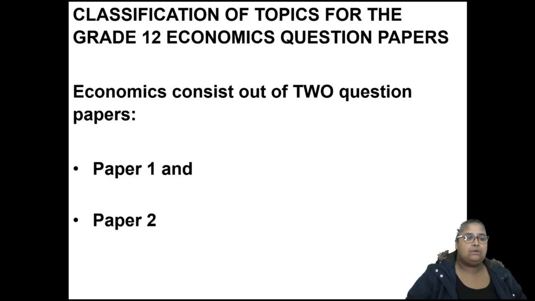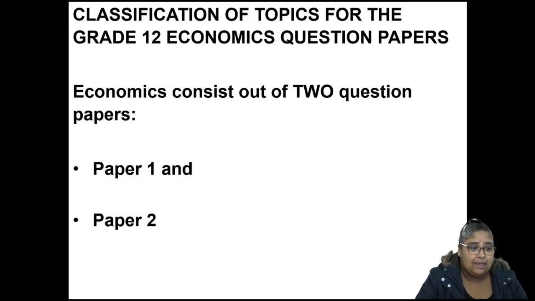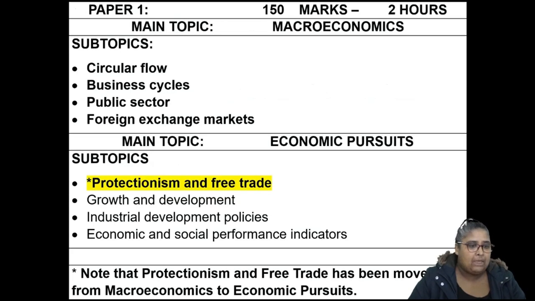So basically, for the final exam, you will write in two papers, paper one and paper two. And a lot of the learners are not sure as to what goes into which paper. So we will be looking through the topics for paper one specifically now. Right, on the screen, as you can see, each paper will carry a marking total of 150 marks. You will have 2 hours to complete the papers.